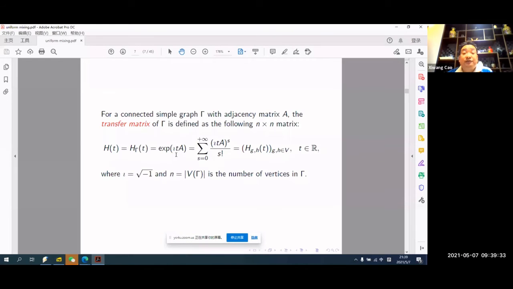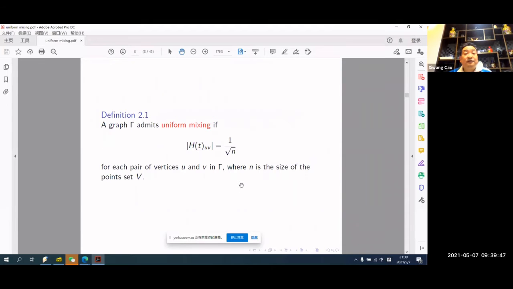where i is the square root of minus one, and n is the number of vertices in gamma. A graph admits uniform mixing if every entry of the matrix has absolute value 1 over the square root of n.